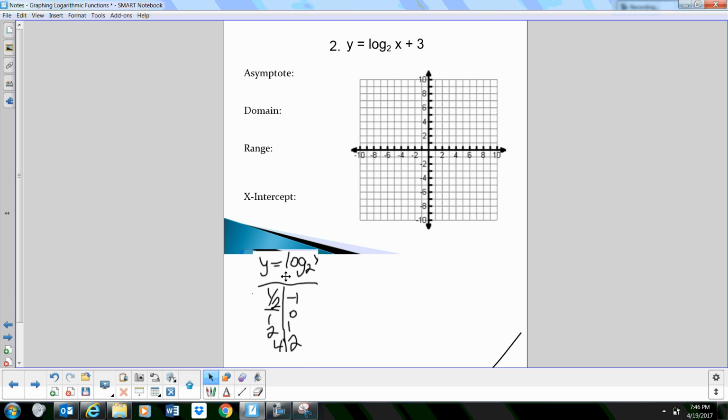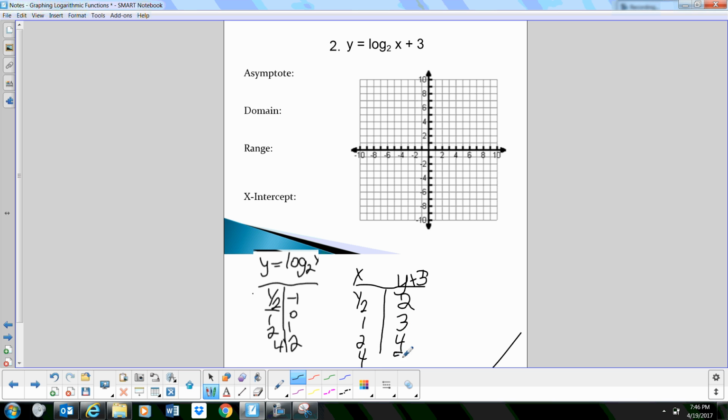Okay, what we're going to do now is our little table where we're going to change our slides. So x has no change, but the y, we're adding 3 because we've got a k value of 3. So we're going to get a half, 1, 2, and 4. Then we're going to add 3 to each of these y values. So that's going to give us a 2. That's going to give us a 3. That's going to give us a 4. And that's going to give us a 5. So let's plot those.